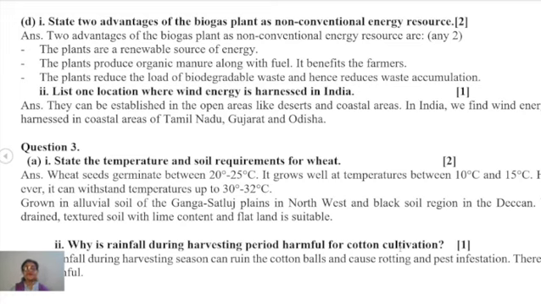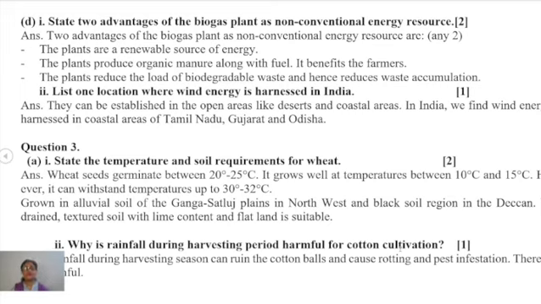Next is: list one location where wind energy is harnessed in India. Now these can be established in open areas like deserts, coastal areas and all. In India, wind energy is harnessed in the coastal areas of Tamil Nadu, Gujarat, Odisha. These are the areas where wind energy is harnessed in maximum amount.